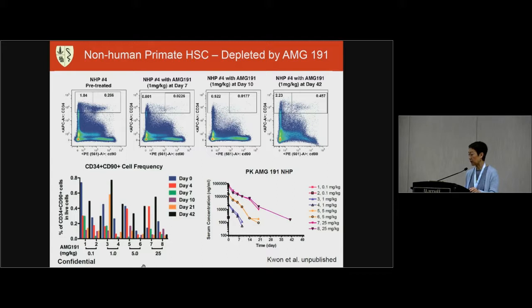And here we've consolidated the data. So at all of the doses tested from 0.1 all the way through to 25 milligrams per kilogram, we did see that there was depletion and then rebound, although at the highest dose, there was persistent suppression. And so we also did the PK studies, and we could see that at the dose up to 1 milligram per kilogram, the antibody hung around for about a week. And so when we were designing our clinical trial, we chose to go with a range of 0.1 to 1 mg per kilogram.